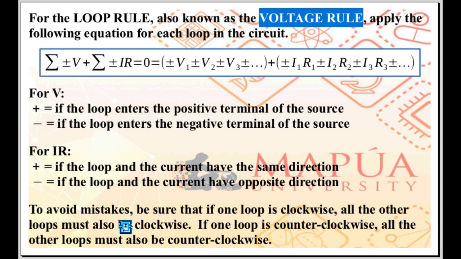To avoid mistakes, be sure that if one loop is clockwise, all the other loops in your analysis must also be clockwise. If one loop is counterclockwise, then all the other loops must also be counterclockwise. Be consistent with your loop direction.